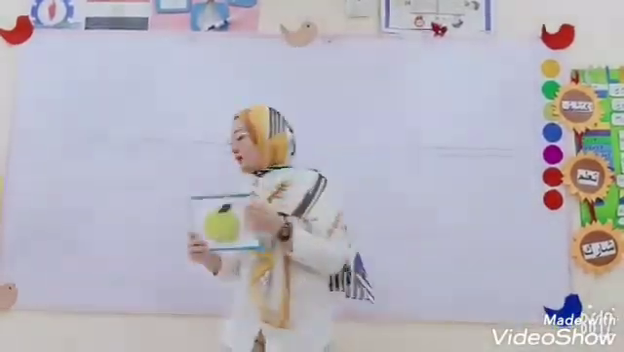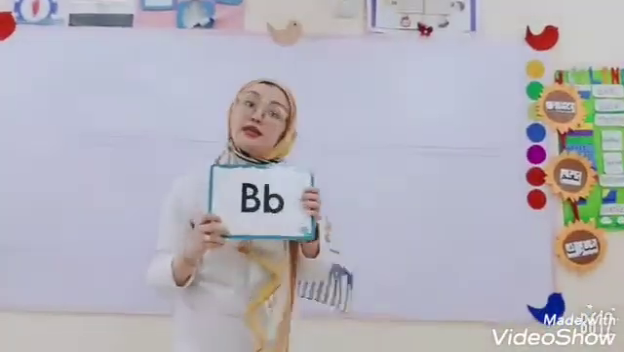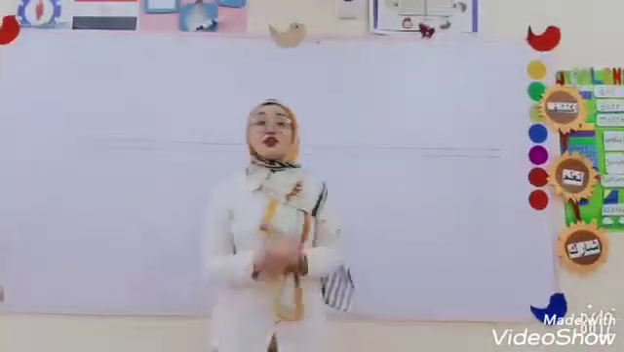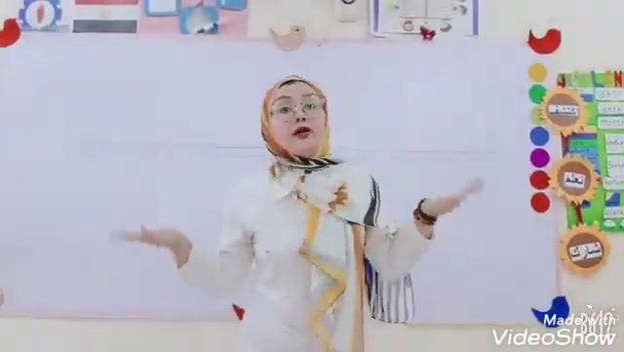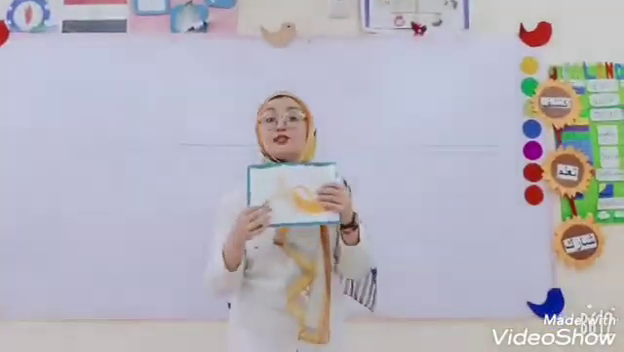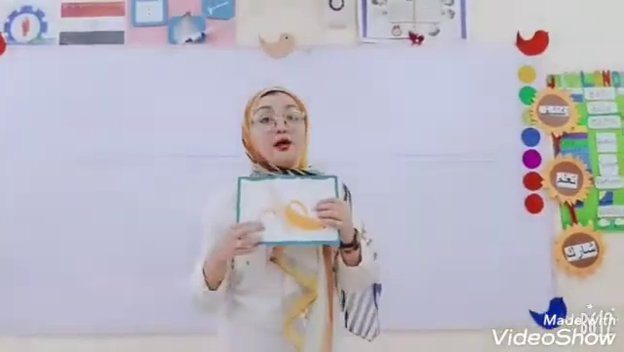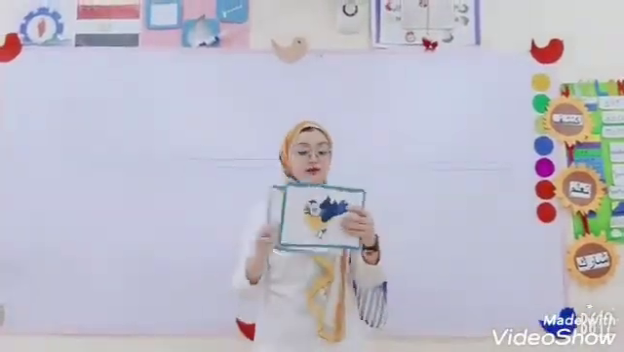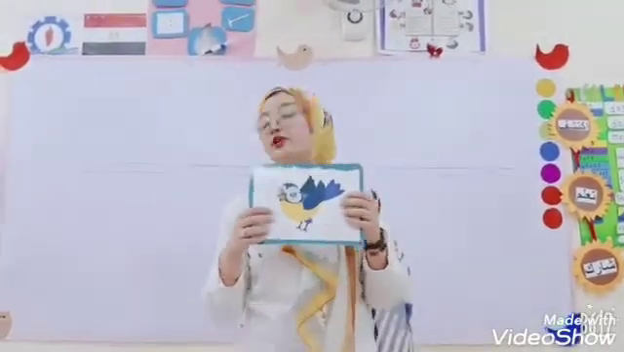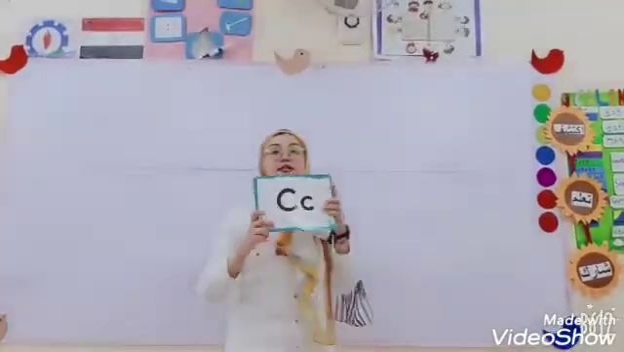Apple. Excellent. Okay, the next letter, letter B. Letter B. Okay. What are the sound and action of letter B? What's this picture? Banana. Banana. Bird. Bird. Excellent.